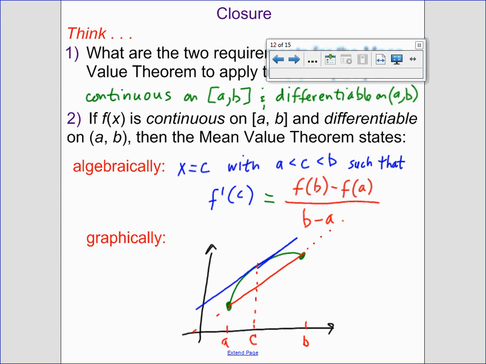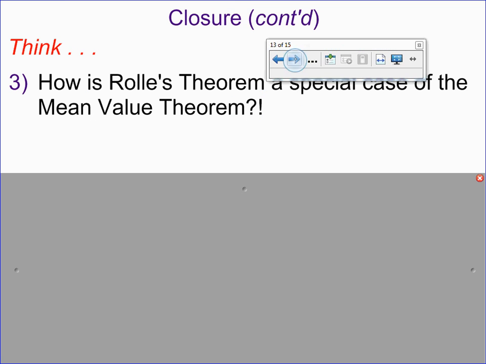One, we need our smooth, continuous and differentiable function on the interval a to b. Then we're guaranteed to have some x value between a and b, call it x equals c, where the slope of the tangent line, that's f prime of c, is equal to the slope of the secant line in red, that's f of b minus f of a all over b minus a. And we're totally going to get there.